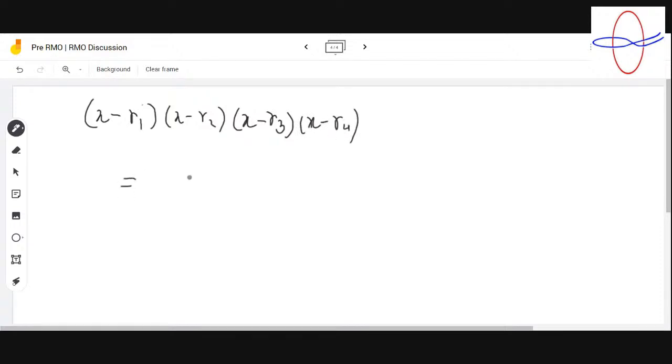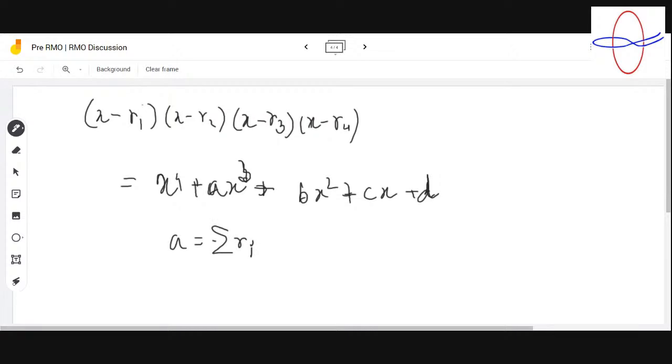If you expand this now as x to the power 4 plus ax cube plus bx square plus cx plus d, then a can be written as minus the summation of ri. B can be written as the summation of ri rj, the roots. C can be written as minus the summation of ri rj rk, taking 3 roots at a time. And d is equal to r1 r2 r3 r4, the product of the roots.